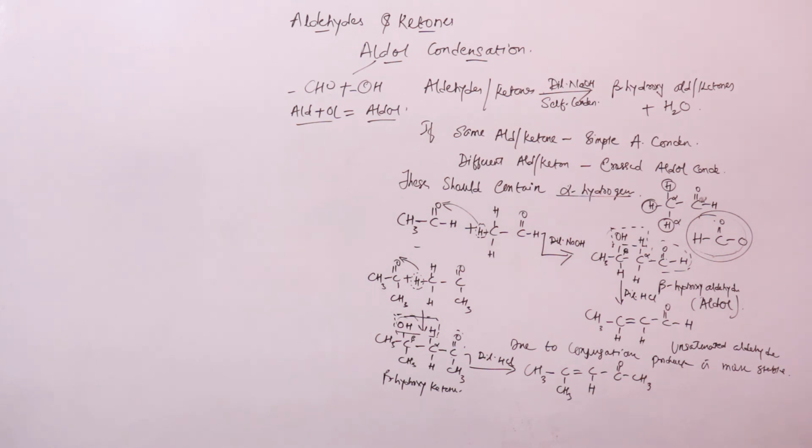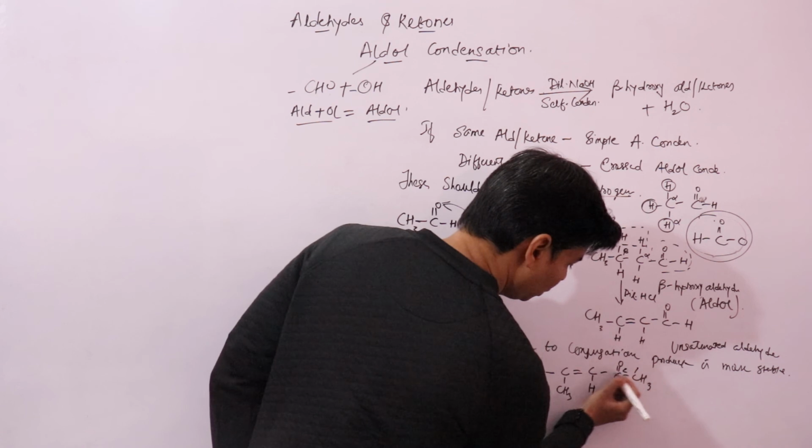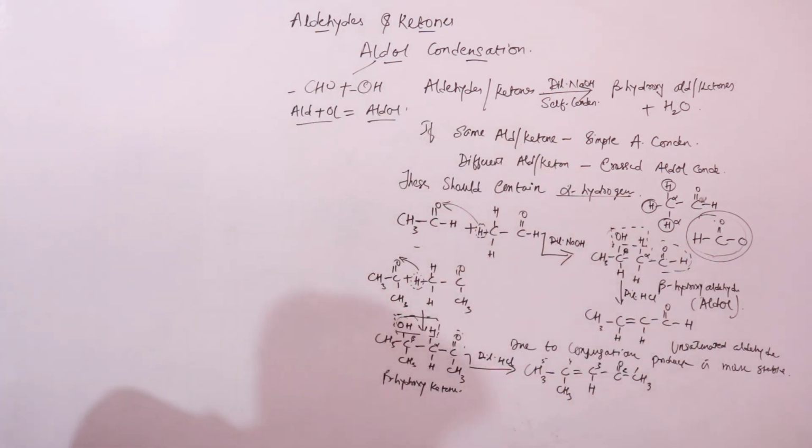4-methyl, right? 3-ene means at the 3rd carbon atom you have a double bond. Then you have your 2-one. If you number it like this, 1, 2, 3, 4, 5, the name would be 4-methyl.